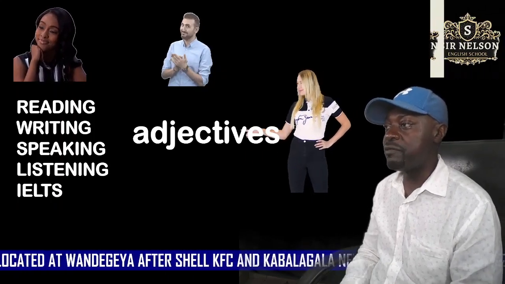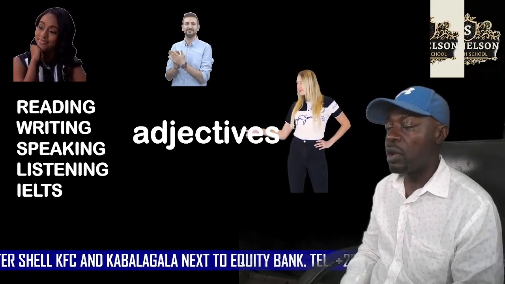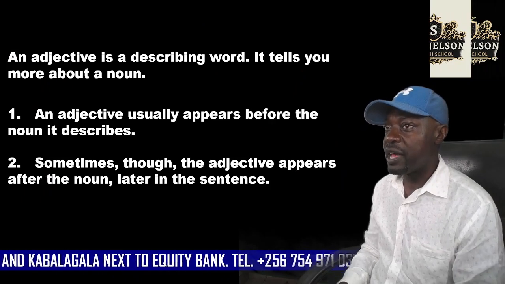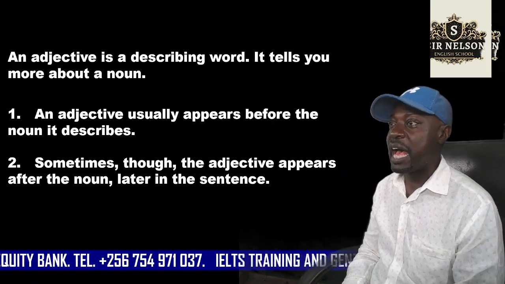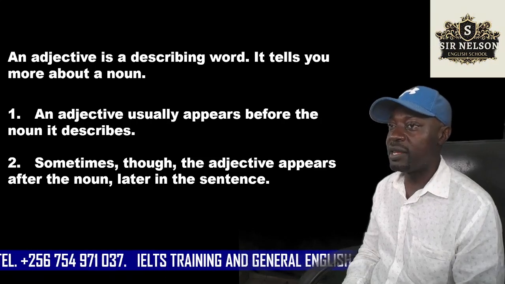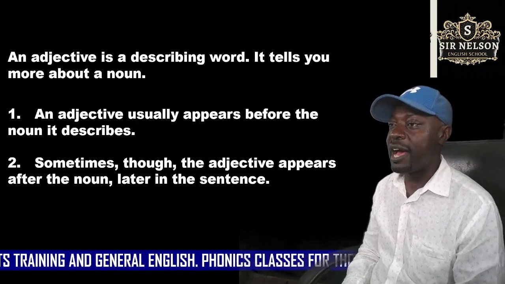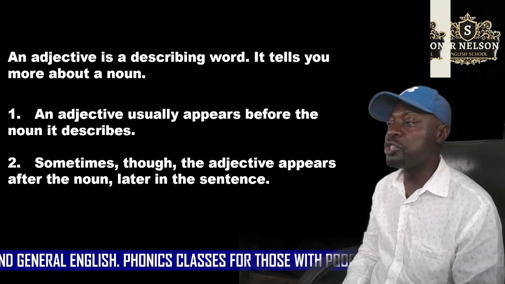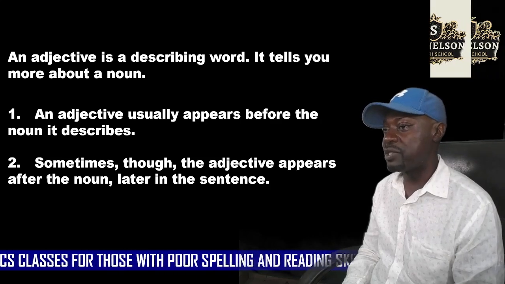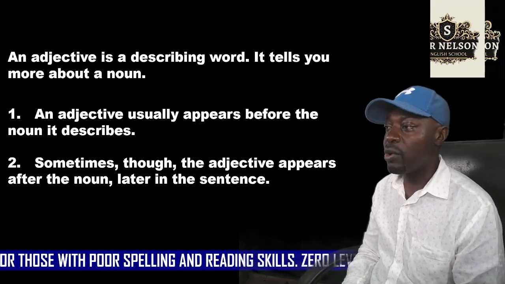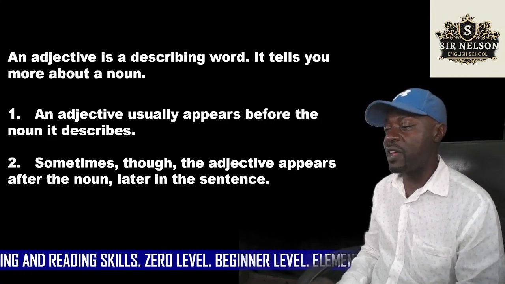In this particular video, we are going to focus on adjectives. What are adjectives? An adjective is a describing word. It tells you more about a noun. An adjective usually appears before the noun it describes. Sometimes, though, the adjective appears after the noun later in the sentence.